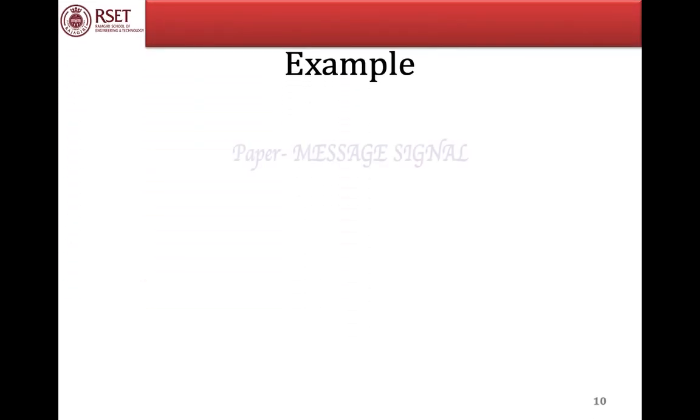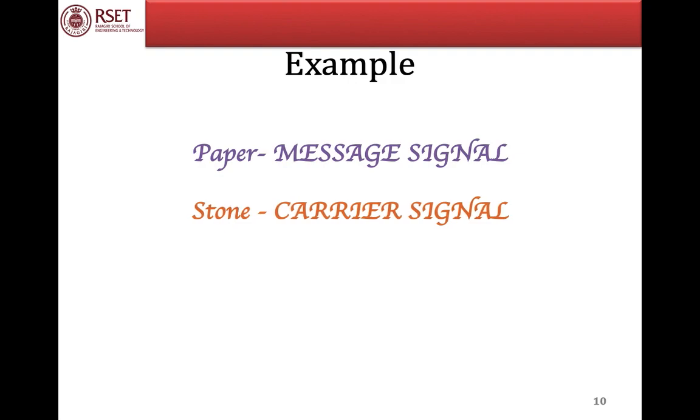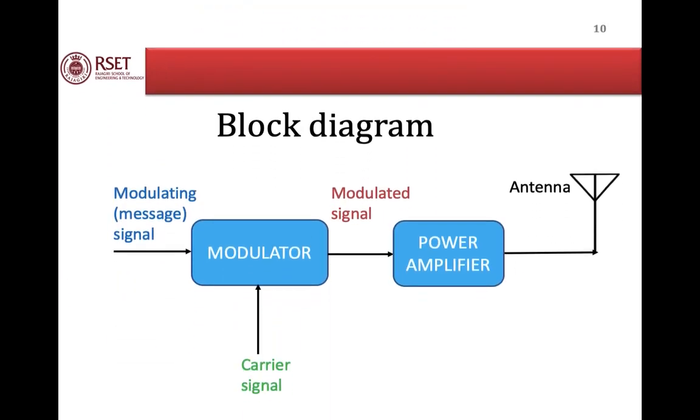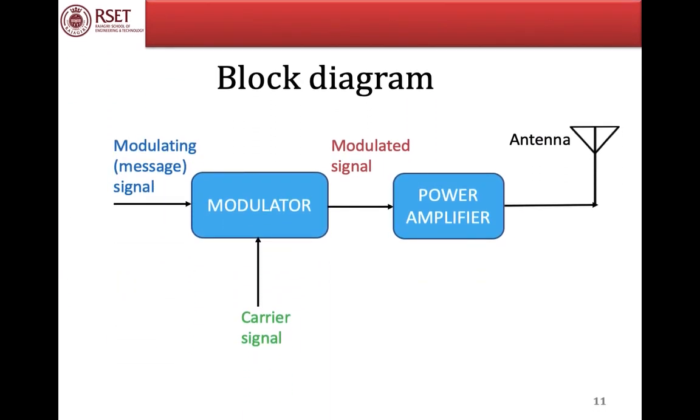In this example, the paper can be compared to the low frequency message signal which is to be communicated. The stone is the high frequency carrier signal which carries the message. The wrapping of paper on stone can be compared to the modulation technique. This picture shows a simple block diagram of modulation. The modulator takes the modulating signal and the carrier signal as inputs to produce the modulated signal as the output. The modulated signal is then given enough power amplification by the power amplifier and transmitted through the antenna to the destination.